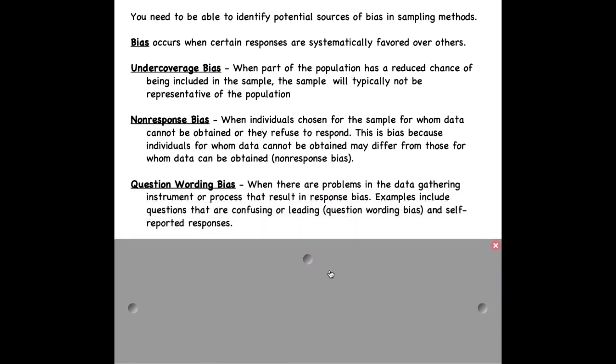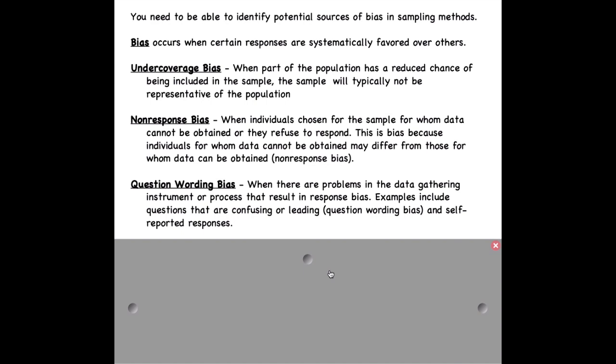Question wording bias is when there are problems in the data gathering instrument or the process that result in response bias. There are a couple different ways this can work. This could be questions that are too confusing. It could be questions that are not objective, questions that are leading toward a certain result.